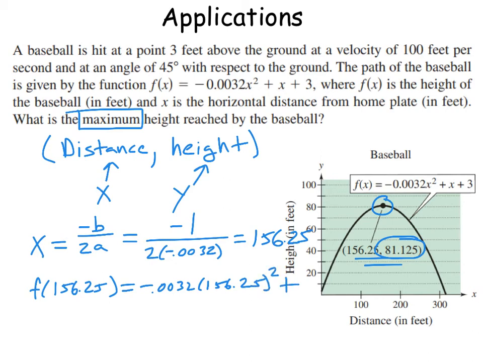Have to drop down to the line below here. Plus 156.25 plus 3. That is where you would get 81.125, and that is in feet, okay?